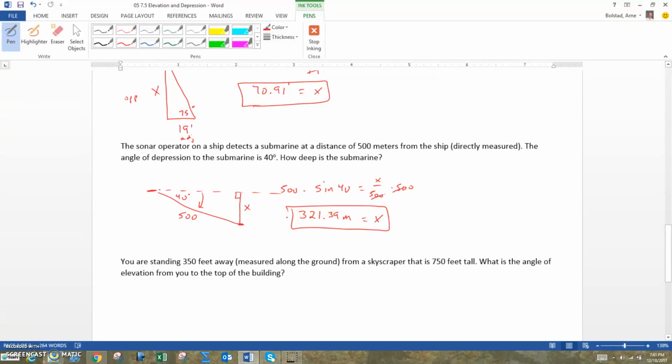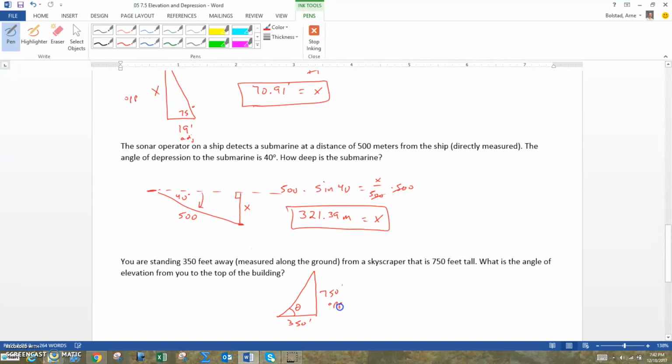And lastly, you're standing 350 feet, measured along the ground, from a skyscraper that is 750 feet tall. What is the angle of elevation from you to the top of the building? So there's you more or less. We have that 750-foot skyscraper. We know your distance from that skyscraper at the base is 350 feet. Question is, what's that angle of elevation? Theta.